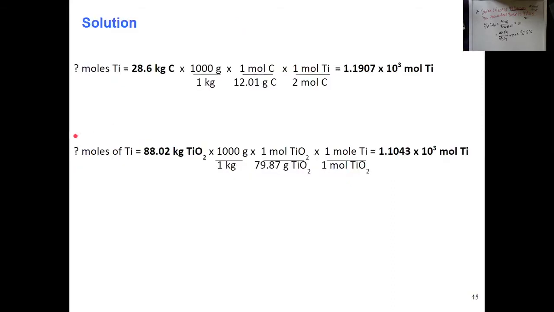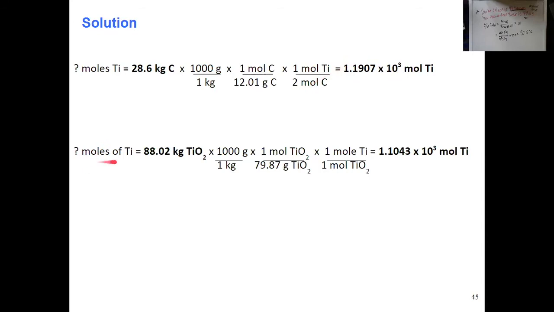Okay, I'm going to look for the mole value for my titanium from each of the starting reactants. I'm using titanium specifically for this one because the question called for it. So step one is going to be converting from kilograms to grams. Once I have a value in grams, I will convert from grams of carbon into moles of carbon. Then I will look at my balanced equation and convert from moles of carbon to moles of titanium. And this would be the value of titanium that I could produce if I used up all of my carbon.